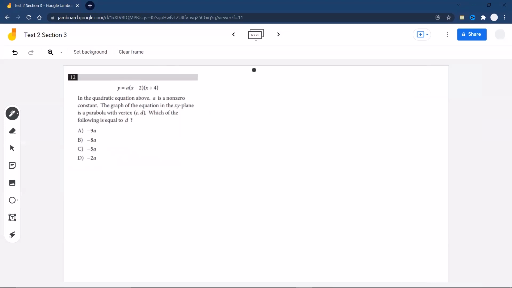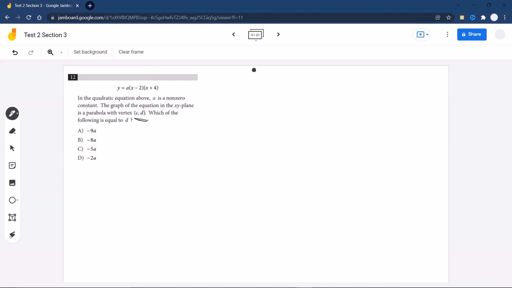Now let's move over to question 12. In the quadratic equation above, A is a non-zero constant. The graph of the equation in the xy plane is a parabola with vertex (C, D). Which of the following is equal to D? Well, we want to find the D coordinate of our vertex.